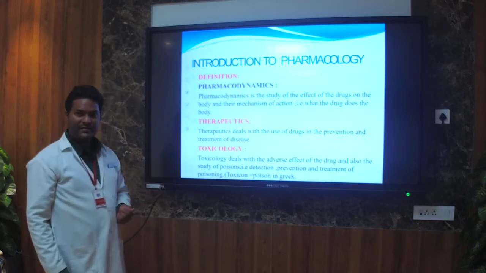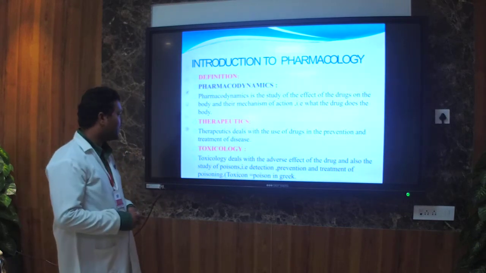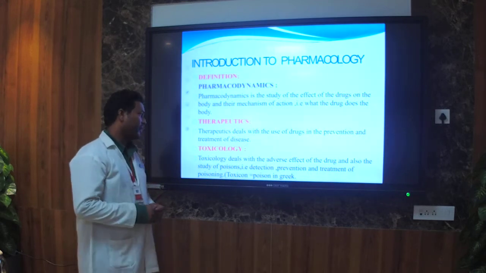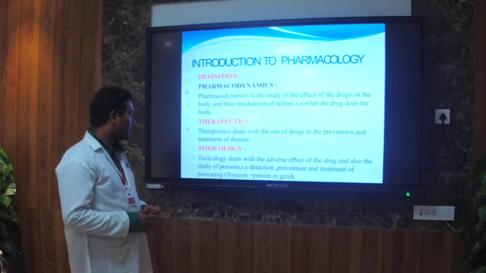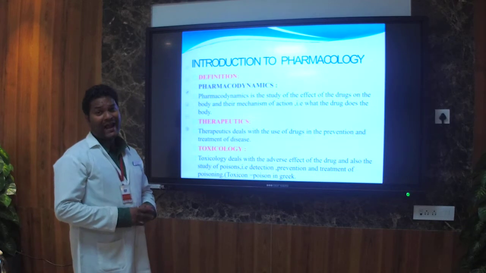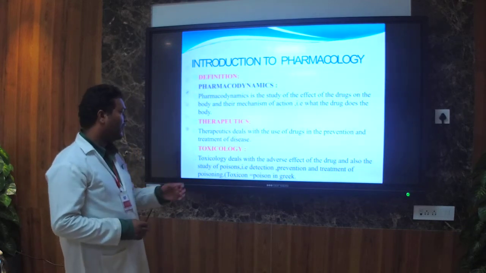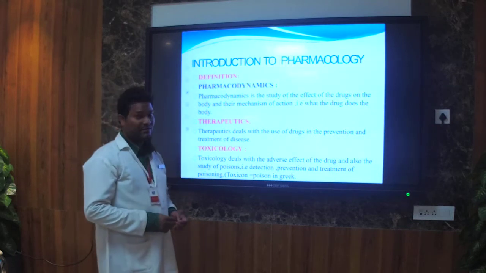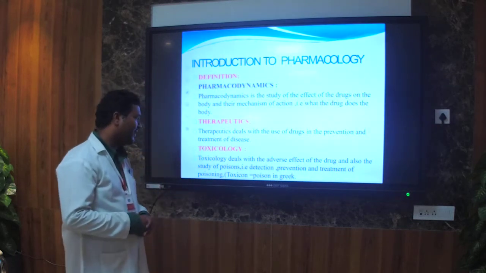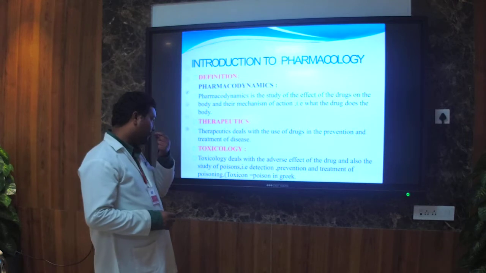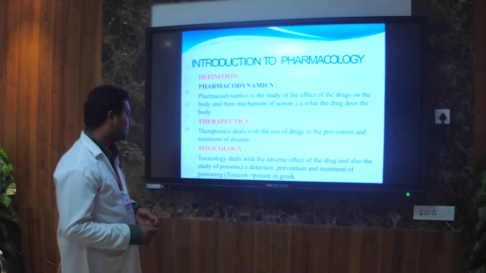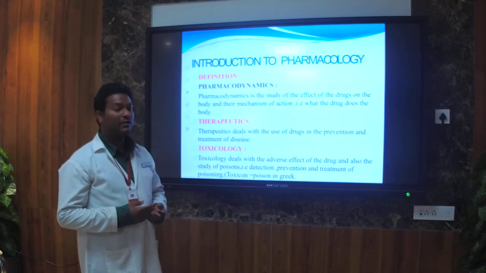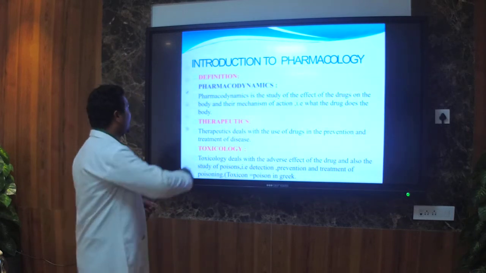Then we have therapeutics, which deals with the use of a drug in the prevention and treatment of a disease. Then we have toxicology. Toxicology is the adverse effect of the drug, or we call it the side effect of a drug, and also the study of poisons. That is, how poisons are detected, how they are prevented, and the treatment of poisoning. So toxic, you already know about the toxic. Toxic is the word for poison in Greek.